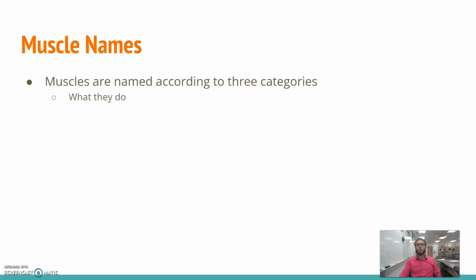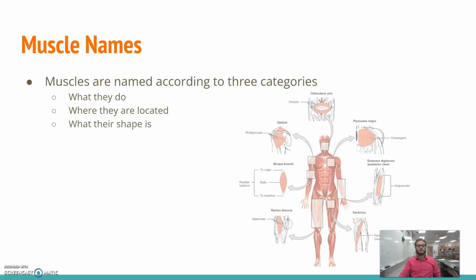We're going to take a look at what the muscle does. So of those 4 functions, what is that muscle doing? Where is the muscle located? And then what is the shape of that muscle? So we're going to take a look at all sorts of different muscles in this video just as examples. And then once we start getting into regional anatomy of muscles, we'll take a look at a much wider array of muscles.